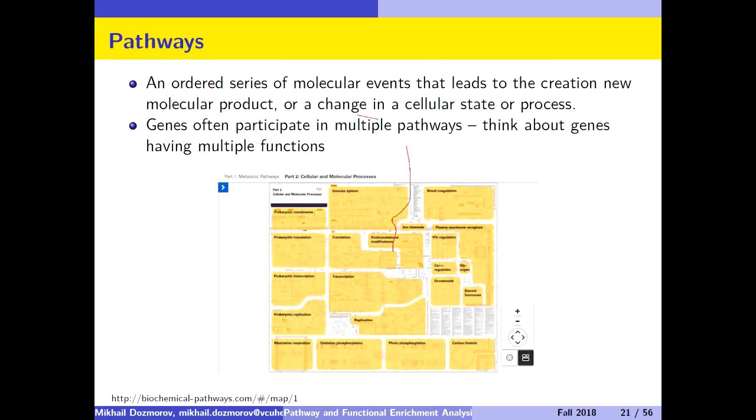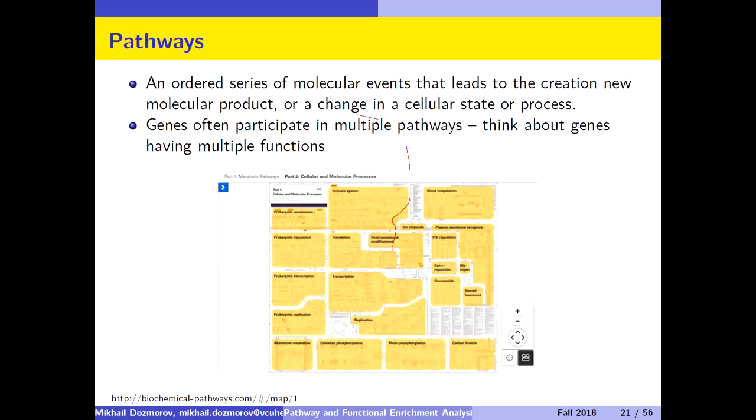Pathways. Pathways are another set of databases that contain gene sets that participate in one or several signaling or metabolic pathways. This is a formal definition of a pathway: an ordered series of molecular events that leads to the creation of new molecular products or a change in cellular state or process. Genes often participate in multiple pathways. Like I already said, one gene has multiple functions, so one gene can also participate in multiple pathways.